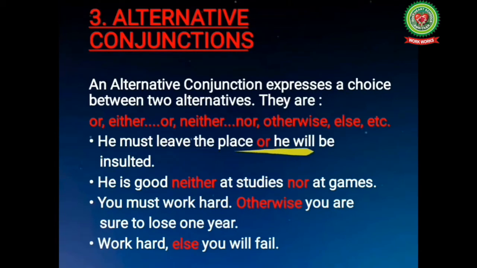He must leave the place or he will be insulted. Children, here both the clauses give us two options. So, the alternative conjunction or has been used to show choice between two alternatives. In the same way, he is good neither at studies nor at games. You must work hard, otherwise you are sure to lose your year. Work hard, else you will fail. In all these sentences, alternative conjunctions have been used to show choice between two alternatives.